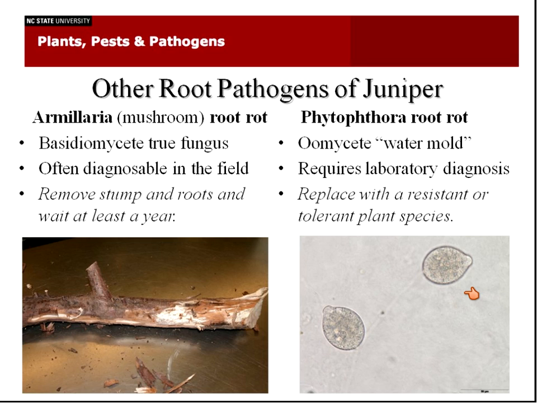Also, in the case of Armillaria or Heterobasidion, we may recommend, if it's a line of trees or shrubs, to remove not only the plant that died, but also its immediate neighbors, because it has probably already spread through the soil to the adjacent plants.